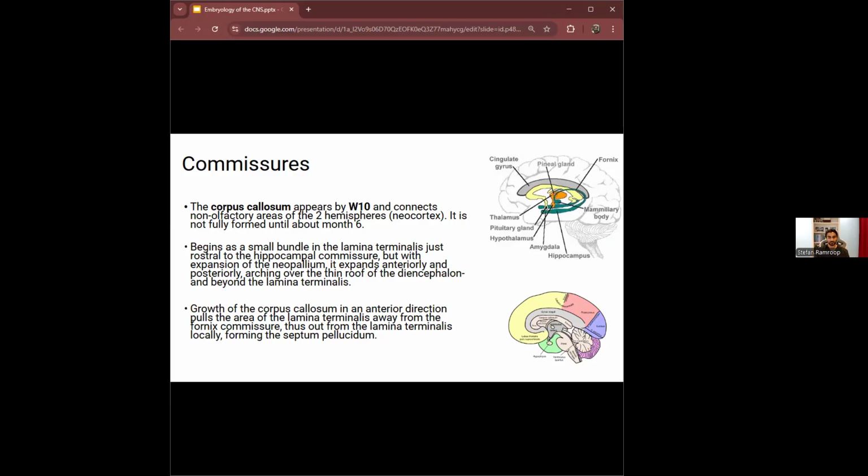Just below the pineal stalk, the posterior and habenular commissures form, while eventually the optic chiasma develops, where fibers from the medial halves of the retina cross to the opposite lateral geniculate bodies.